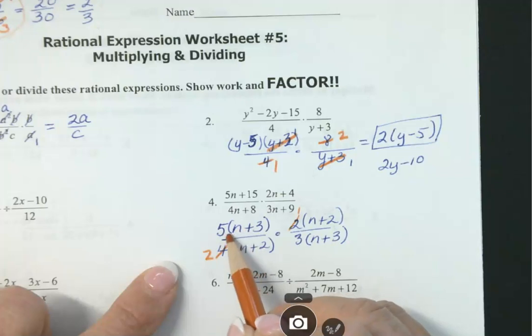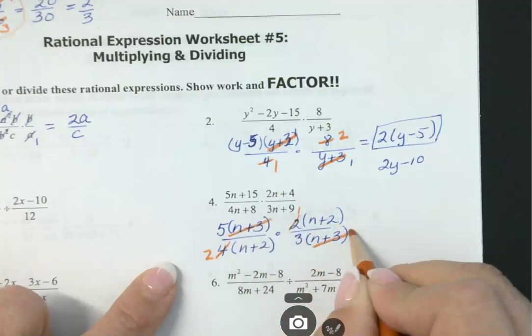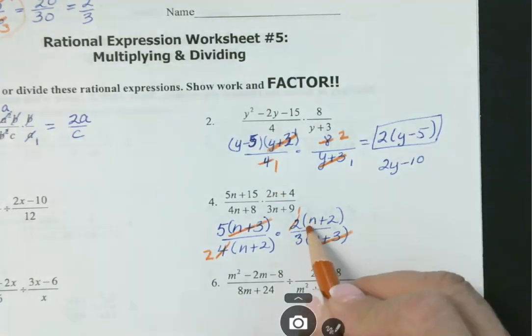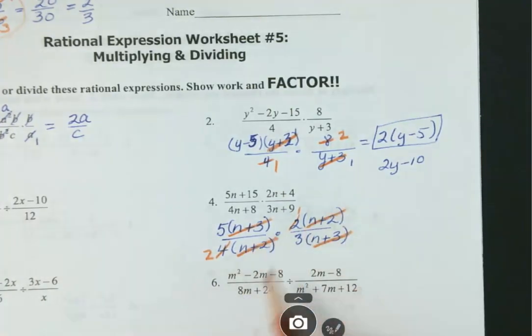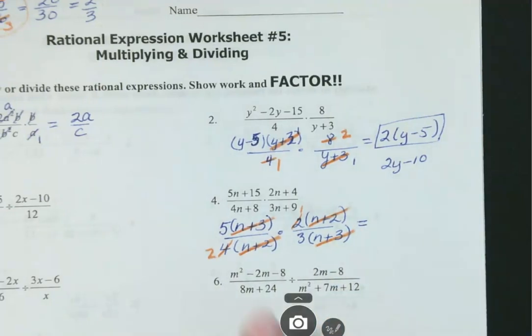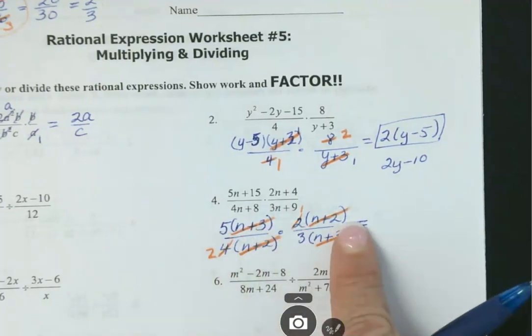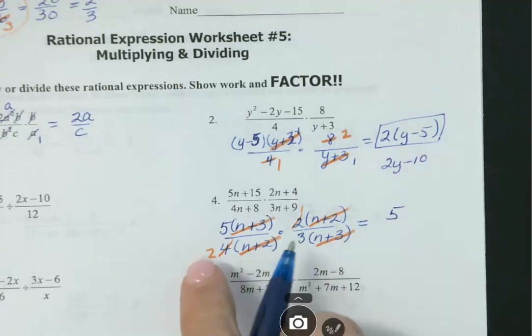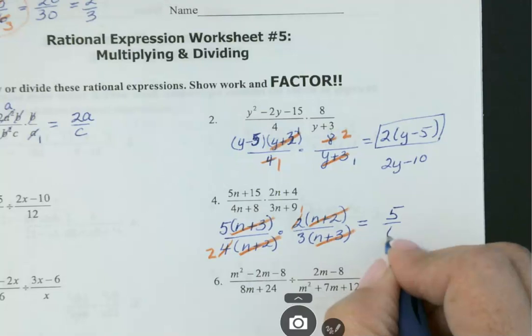But then I do see that I've got an n plus 3 in the numerator and an n plus 3 in the denominator. And again, one needs to be in the numerator, one in the denominator. And an n plus 2 and an n plus 2. So when I look at everything that I have reduced or canceled out, the only thing left up here is a 5. And the only thing left here would be the 2 times the 3, which is 6.